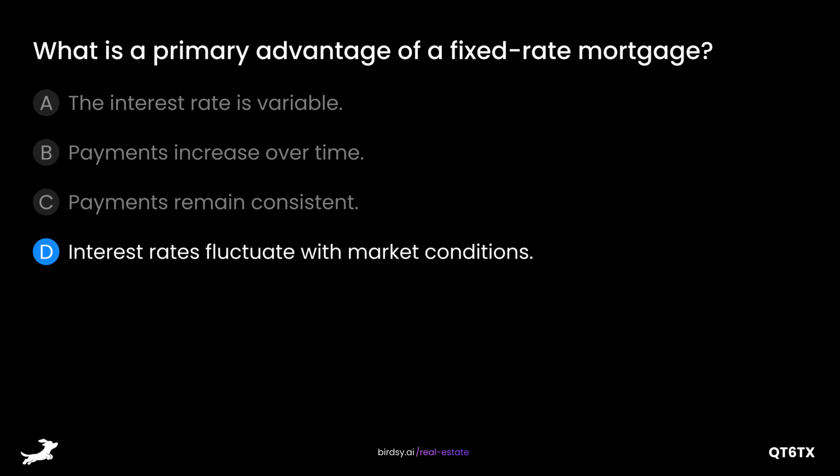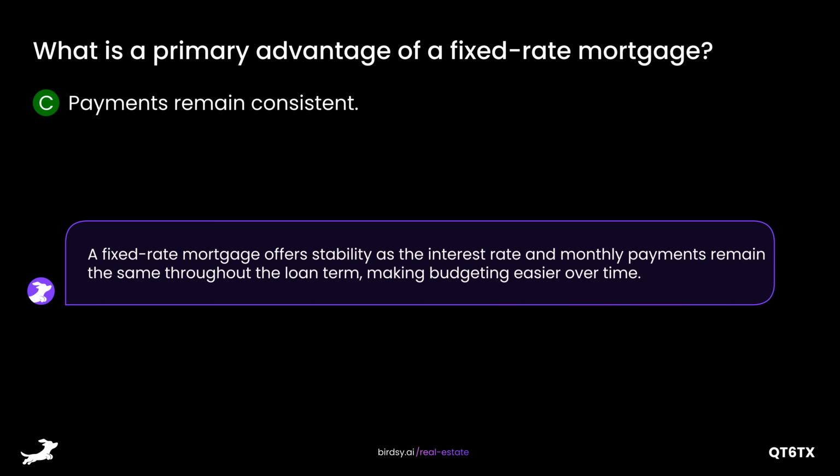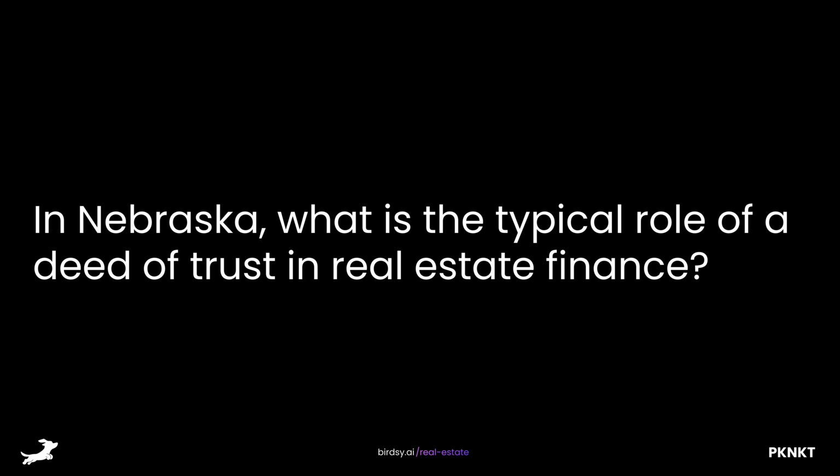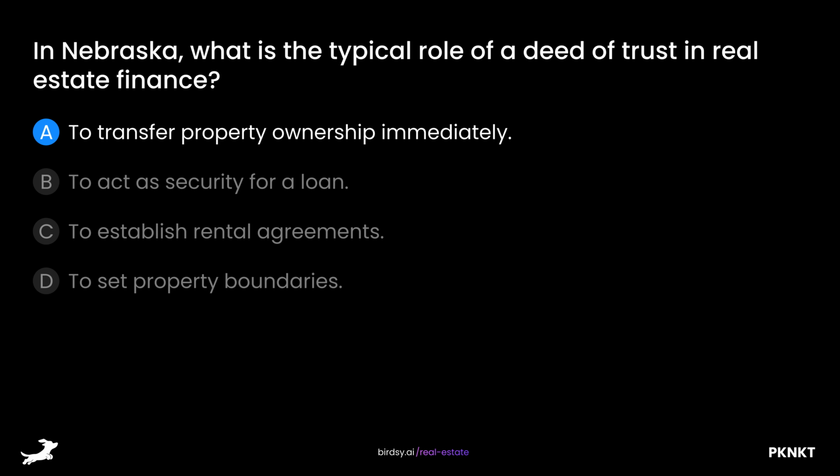The answer is C, payments remain consistent. A fixed-rate mortgage offers stability as the interest rate and monthly payments remain the same throughout the loan term, making budgeting easier over time. In Nebraska, what is the typical role of a deed of trust in real estate finance? Is it A, to transfer property ownership immediately, B, to act as security for a loan, C, to establish rental agreements, or D, to set property boundaries?